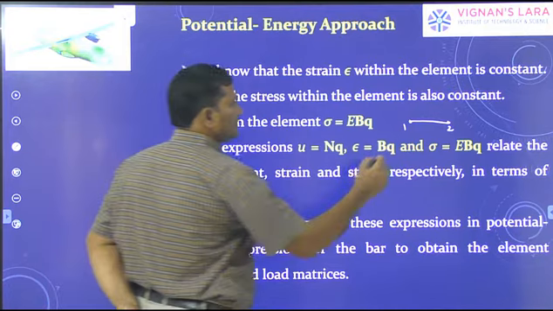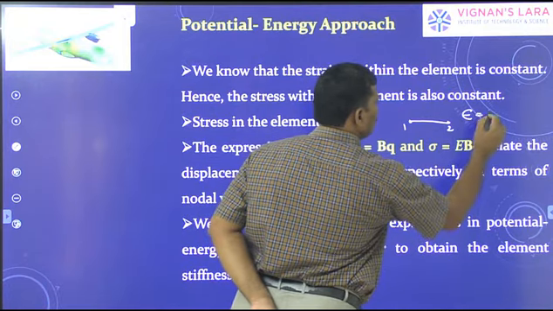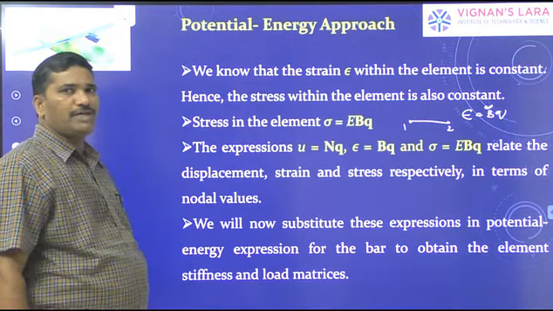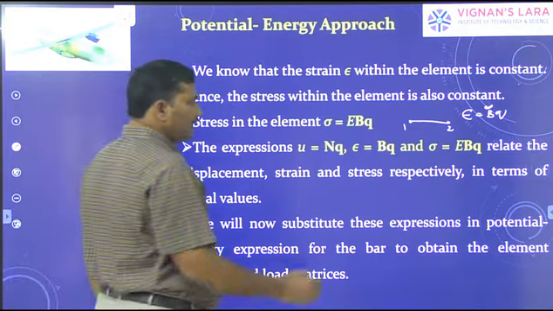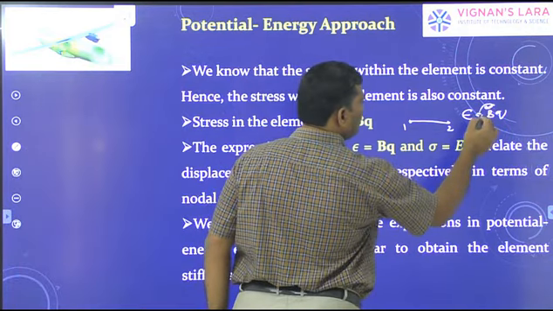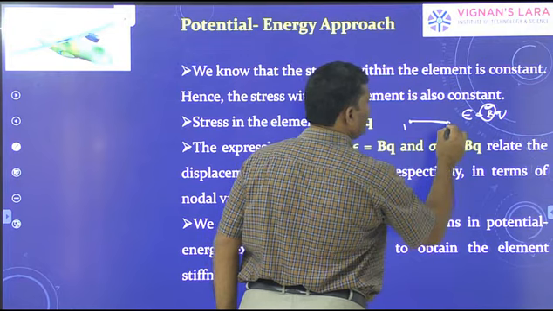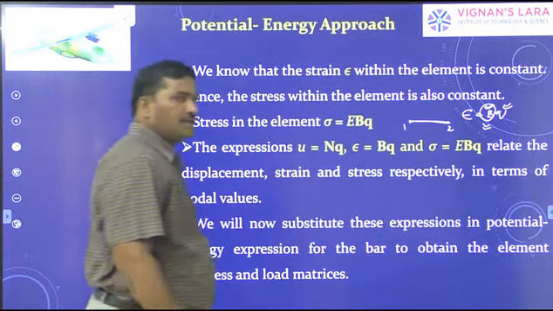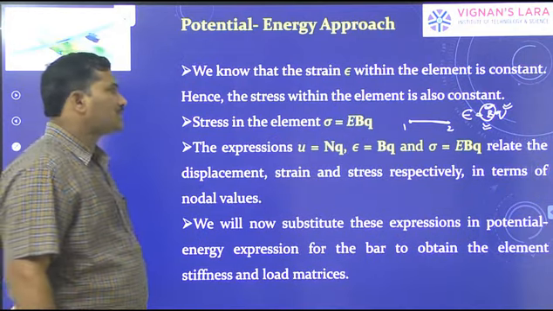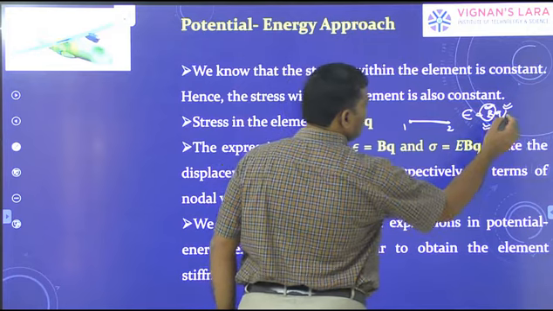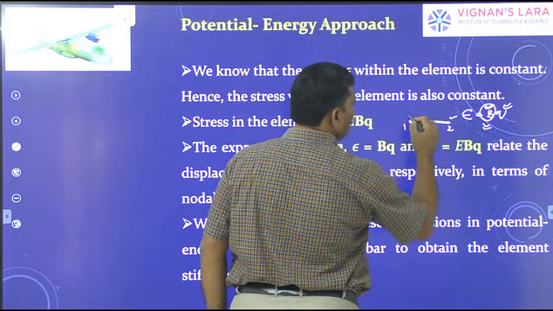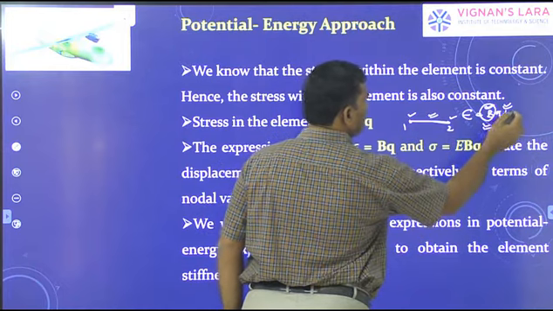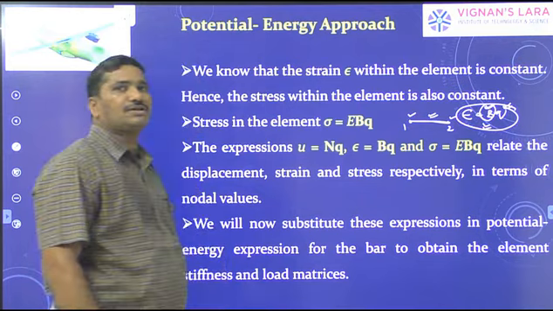The reason is, you know that epsilon equals B into Q. What is B here? It is the strain displacement matrix. The strain displacement matrix depends on the length of the element. Because the length of this element is constant, B is constant. And what is Q? It is the element displacement vector. Therefore, the nodal values are also constant for this element. Hence, the strain within this element is constant.